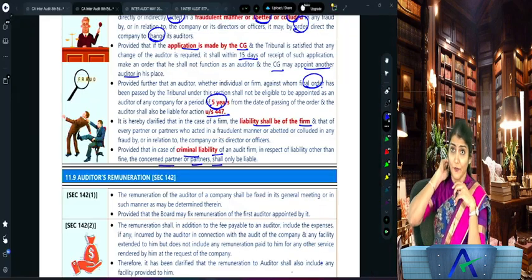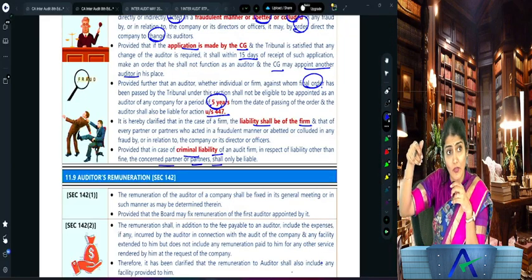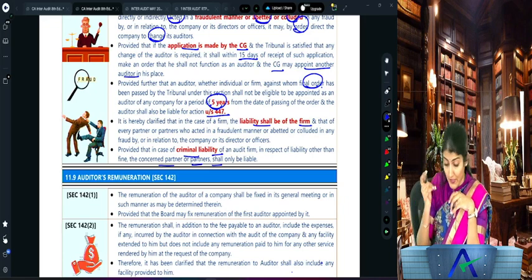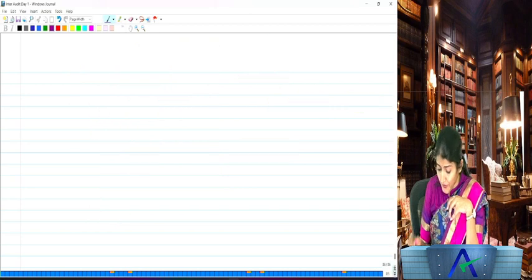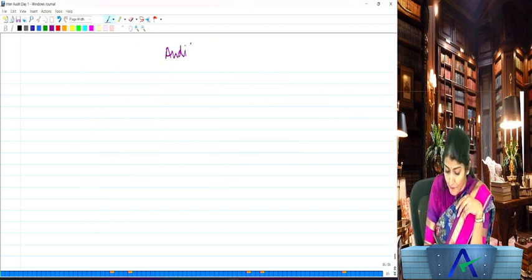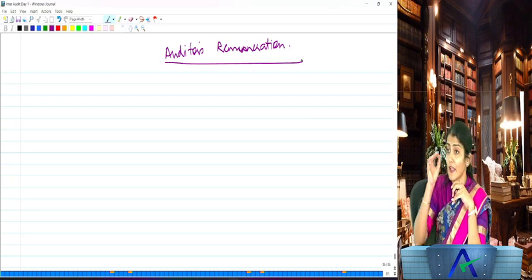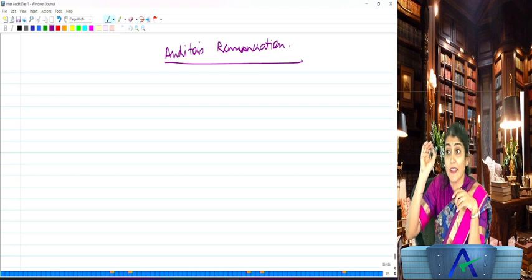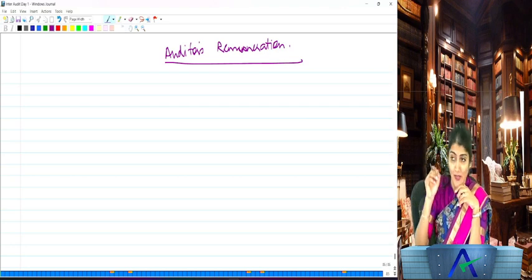Okay, right. So we saw who can be appointed as an auditor, who cannot be appointed as an auditor, how to appoint the auditor, how to remove the auditor. But now if you appoint an auditor of the company, obviously you will have to pay him the remuneration. The audit fees will have to be paid to the auditor, right? The auditor's remuneration. Now, who will fix the remuneration of the auditor?